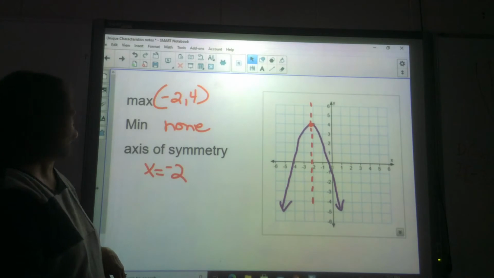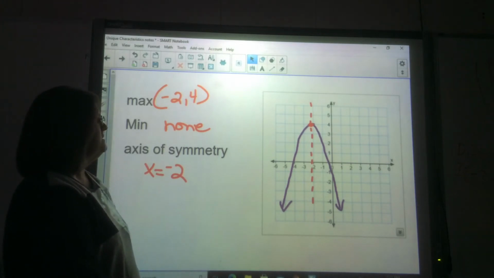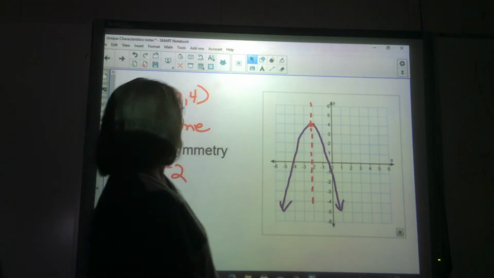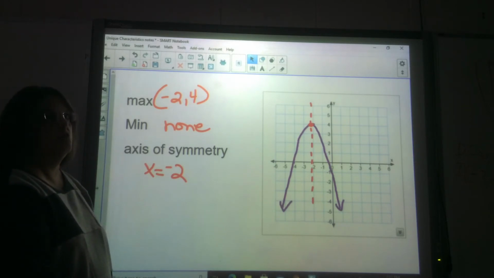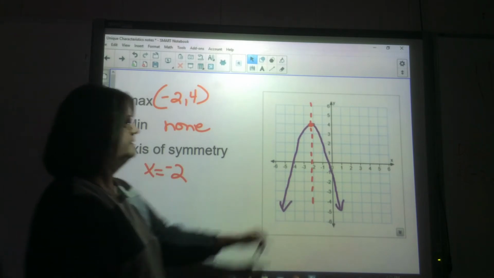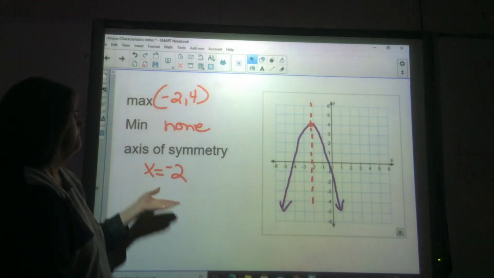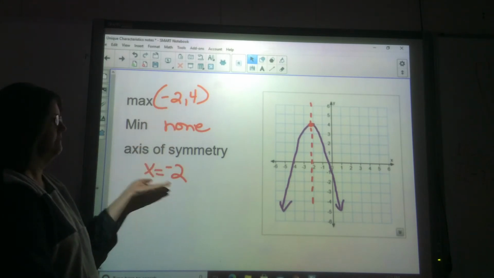Sorry, I'm getting tongue-tied. All right, so looking at this graph right here, the maximum point on this graph is (-2, 4). It's the highest point. It's the maximum. It does not have a minimum. A quadratic function will either have a max or a min. It won't have both. The axis of symmetry is the line at x equals -2. This is a vertical line at x equals -2.